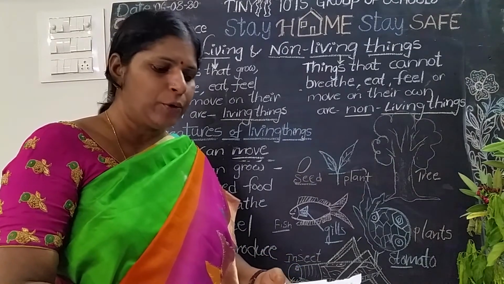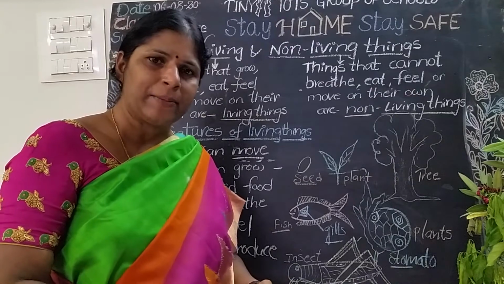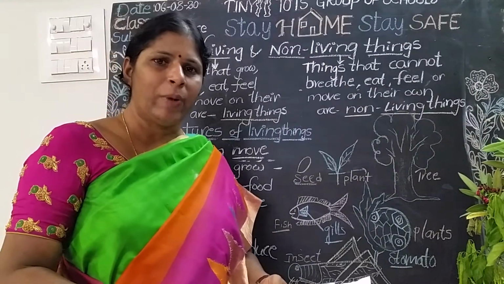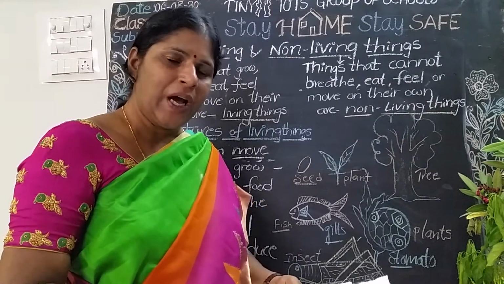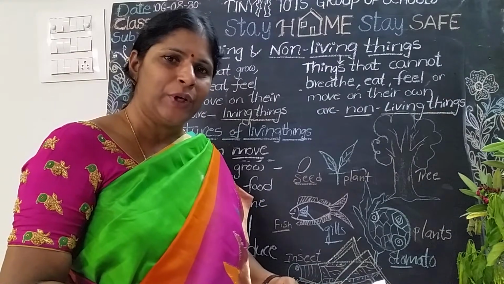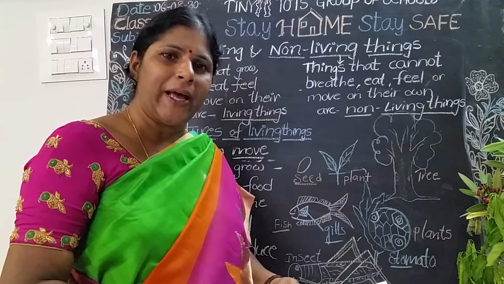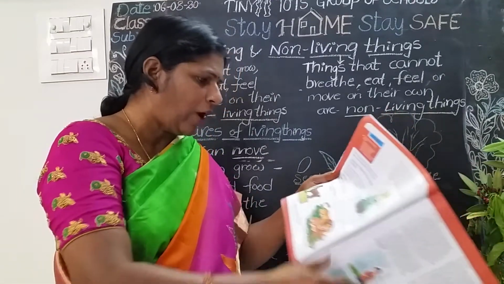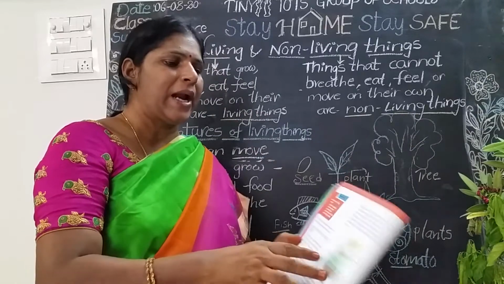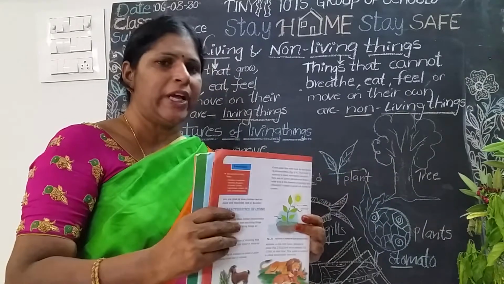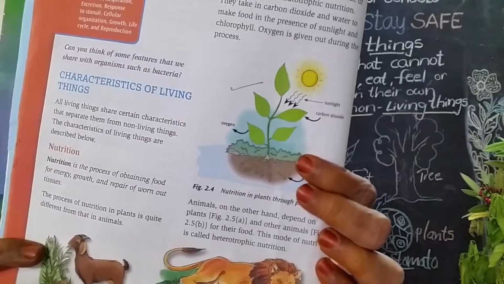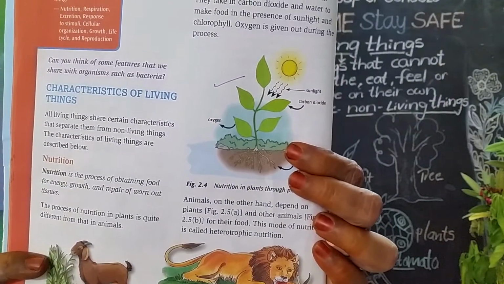What about plants? Do they move like us? No, they can't move. But how can they search for food? How can they find food? They prepare their own food with the help of sunlight, air and water. So all green plants cannot move on their own. They are fixed to the ground. Yes, children, see this picture. They are fixed to the ground.